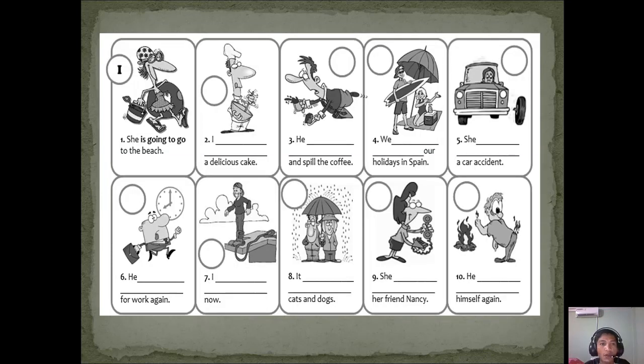Okay, look at the situation here. For example, look at this and can you make a prediction or intention? For example, number one, she is going to go to the beach.